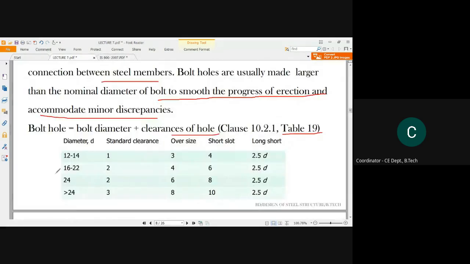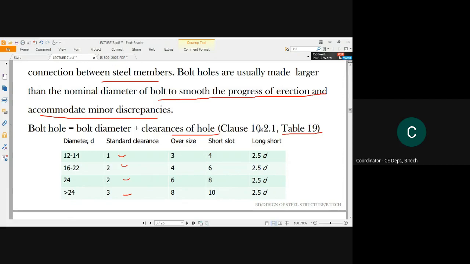So 10.2.1, see, this is Table 19. The table is given here. So I am going through that PDF. You please go through that IS code version. Here, see, corresponding to the diameter, the standard clearance, the oversize, the short slot, long slot, these are all given. So corresponding to the diameter of the bolt, the corresponding standard clearances are given. Okay, so we will add those clearances to the corresponding bolt diameter while we solve the problems.